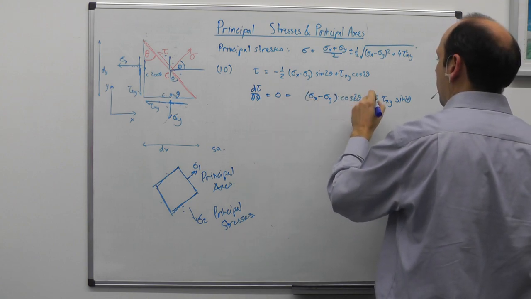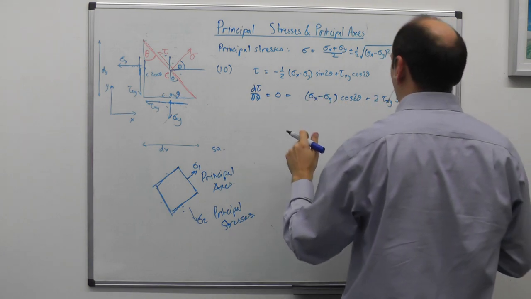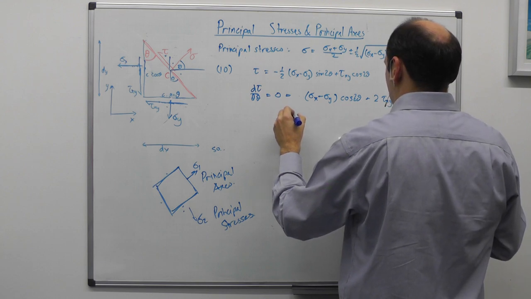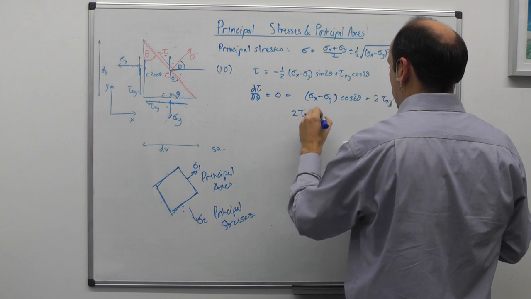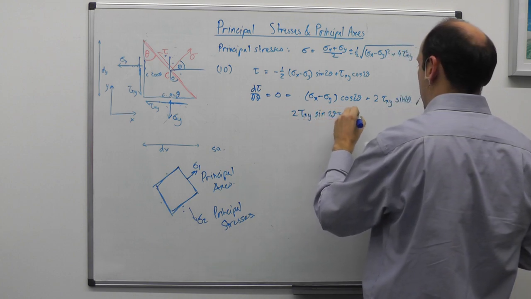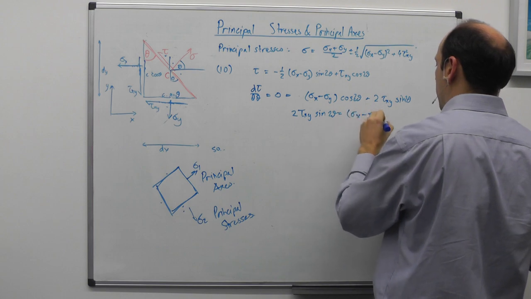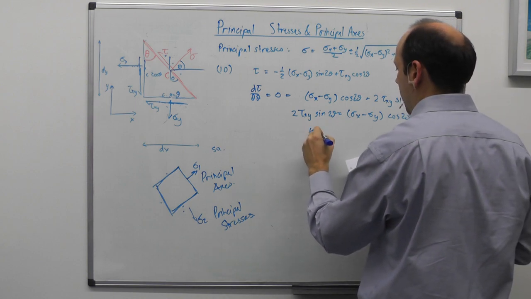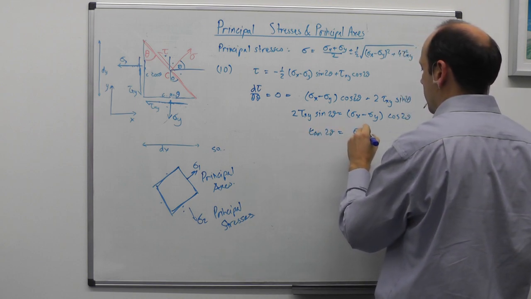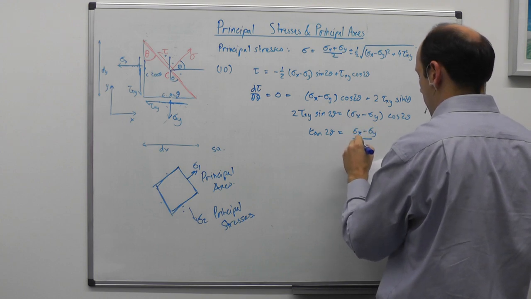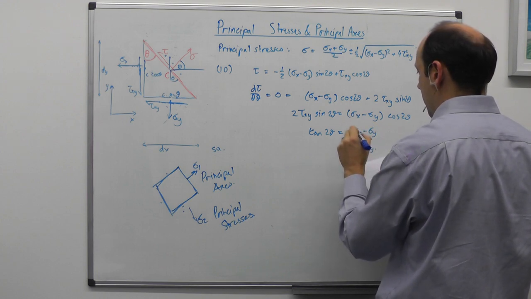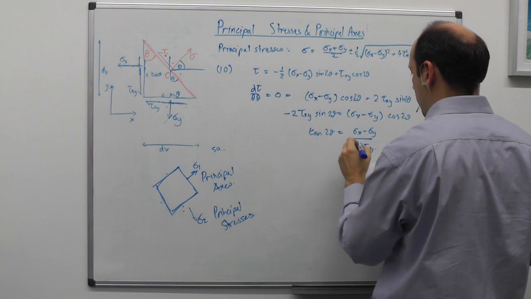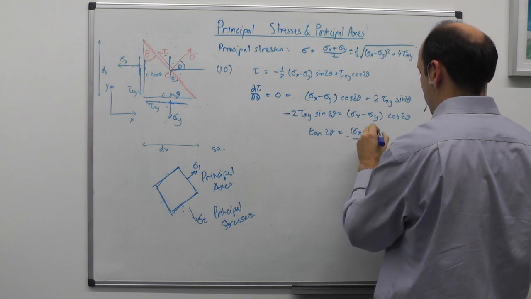If we bring one of them over the other side, we'll have 2 tau xy sine 2 theta is equal to sigma x minus sigma y cos 2 theta. Divide by tau xy and divide by cos gives us tan 2 theta is equal to sigma x minus sigma y over 2 tau xy. And when I brought it over, I needed a minus sign, so I get a minus sign there.